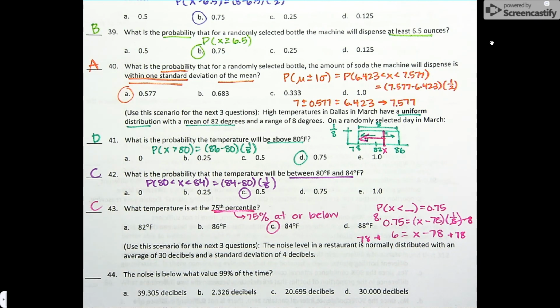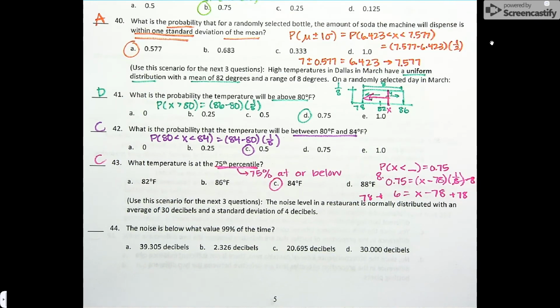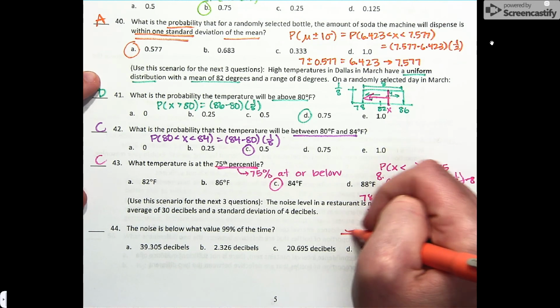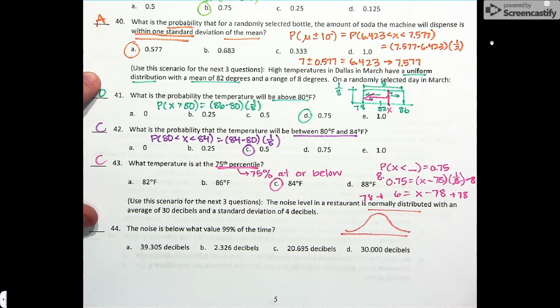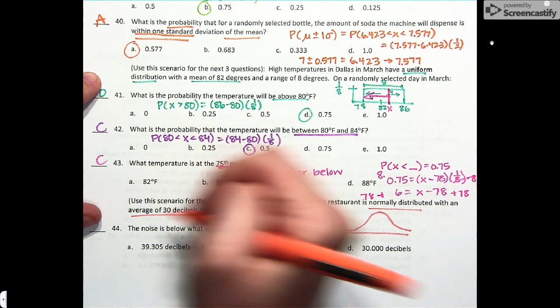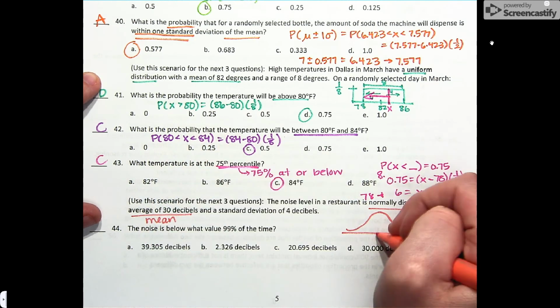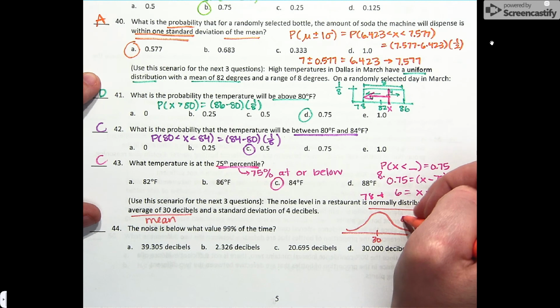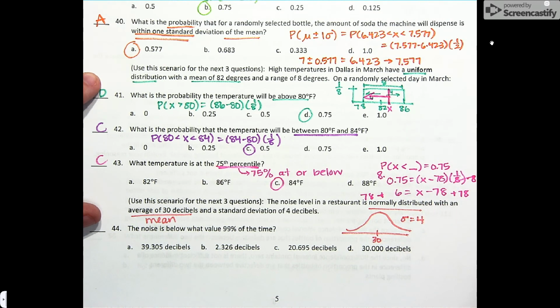All right, we're back. So the next scenario we're going to use for the next 3 questions. We have the noise level in a restaurant is normally distributed. When it's normally distributed, that's our normal curve. The average, that's the same thing as the mean, is 30 decibels. So that goes right in the middle. And the standard deviation is 4.